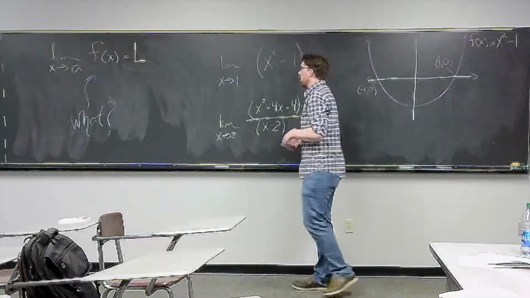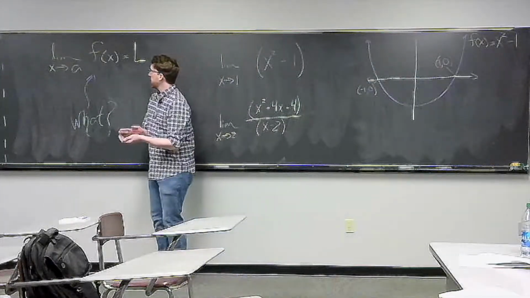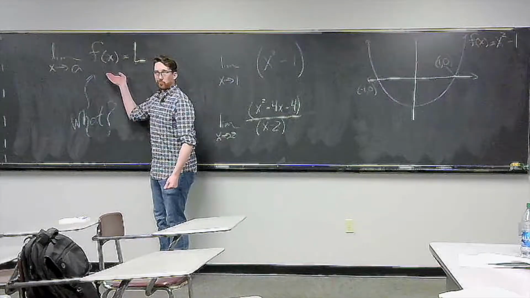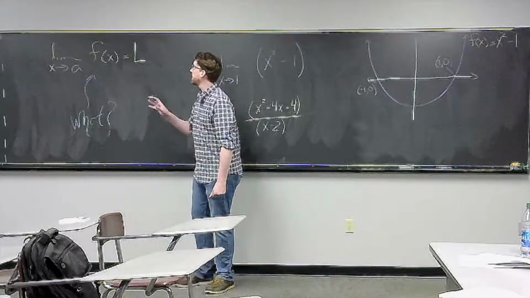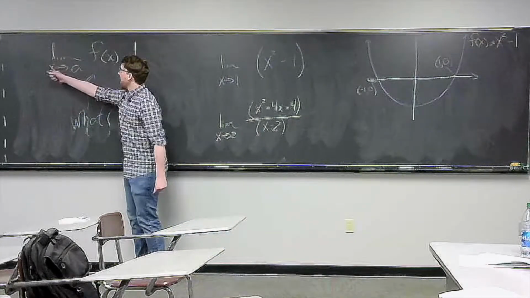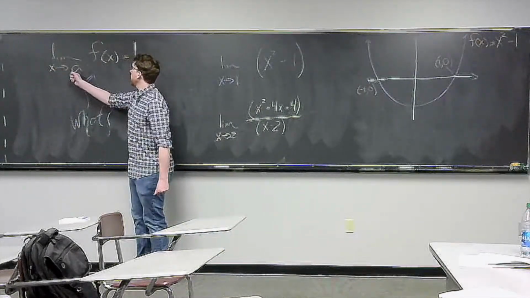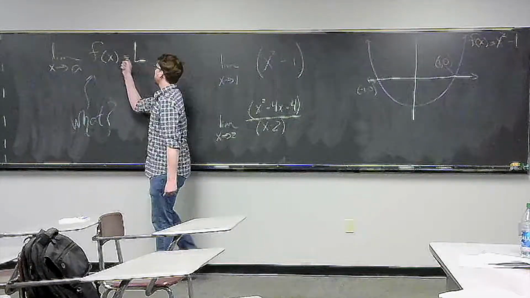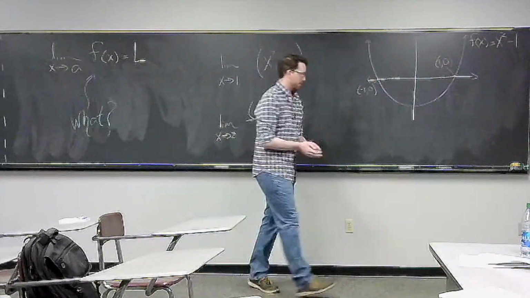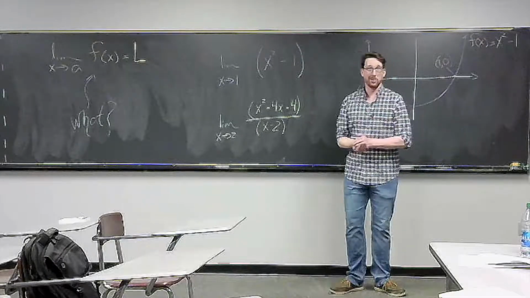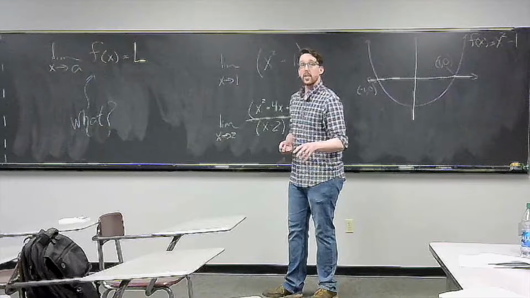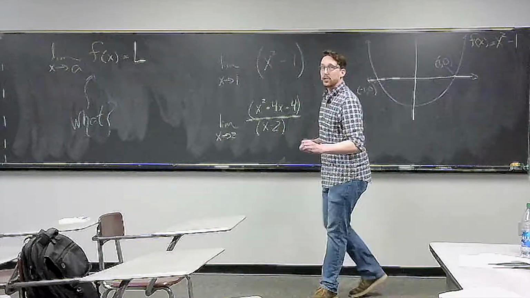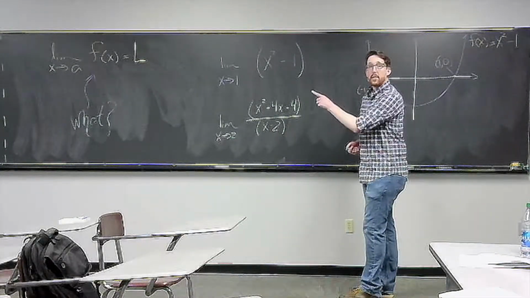Now, the limit is written something like this. That's a mess. What it reads as is the limit as x approaches a of f of x is equal to L. What the hell does that all mean? Like that's the question we're all asking ourselves right now. What in all that is right in this world just happened up there?